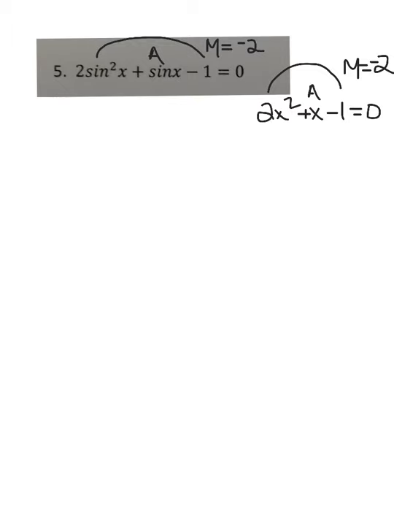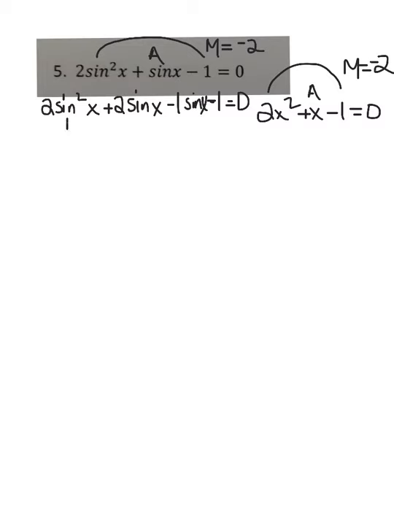So remember, when we're doing the rainbow method, we bring down the first term, and then we bring down the last term, and then again what multiplies to negative 2 and adds to positive 1. So that would be a positive 2 sine x and a minus 1 sine x.